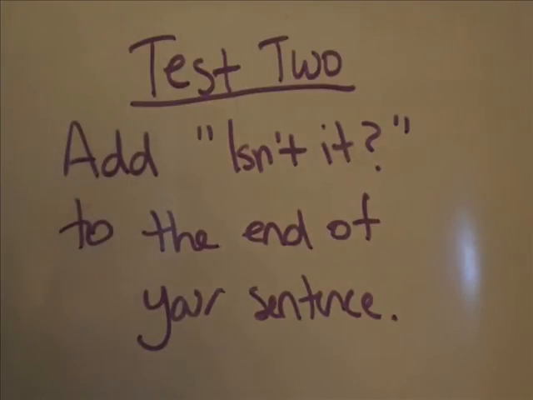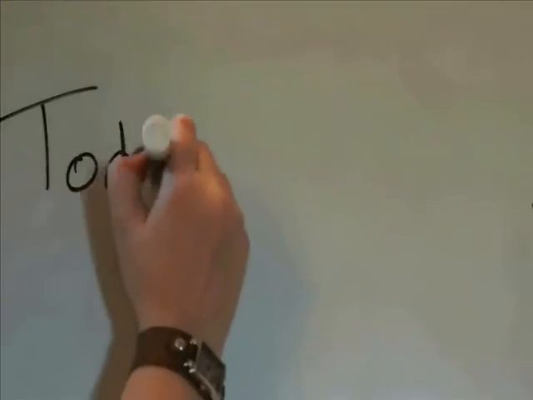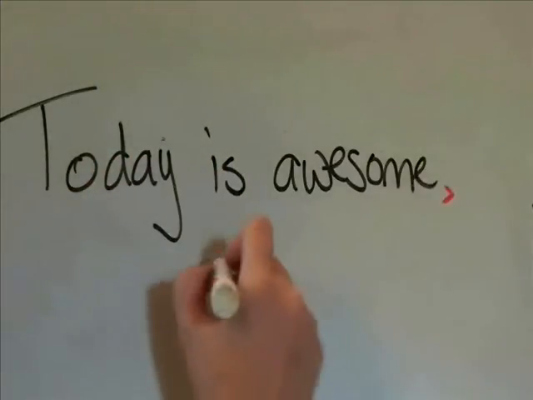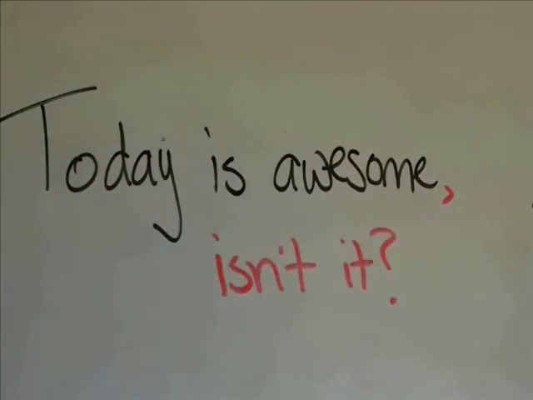Now here's the second test to determine if your sentence is a fragment. You add isn't it to the end. It may end up sounding a little snippy here, but that's okay. So for instance, if your sentence is today is awesome, you end up with today is awesome, isn't it? You sound uncertain, but the sentence is logical.